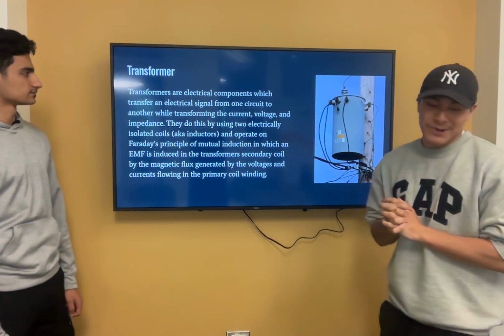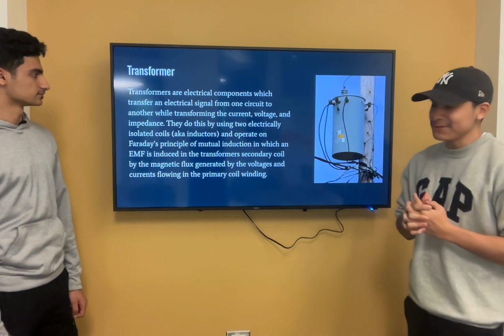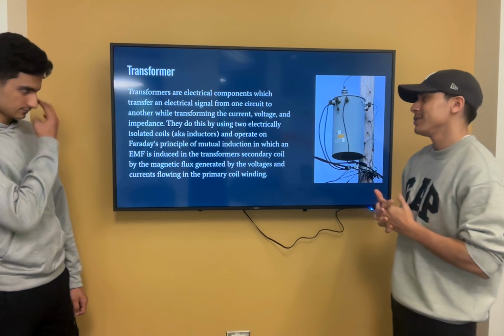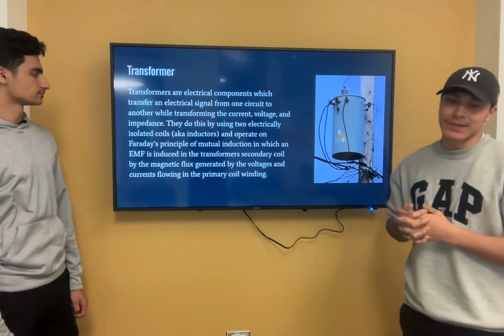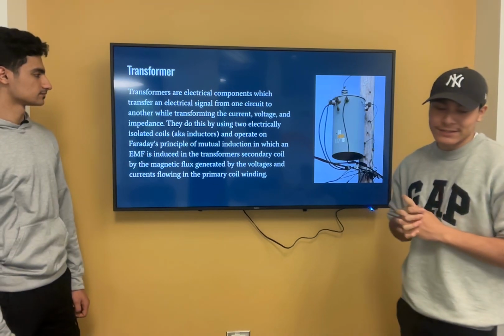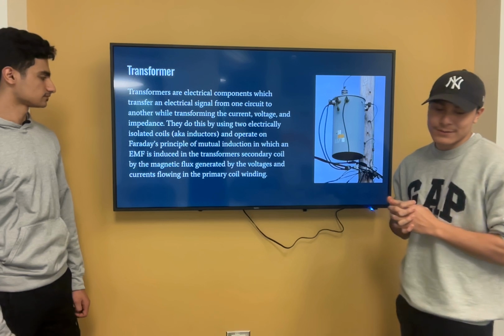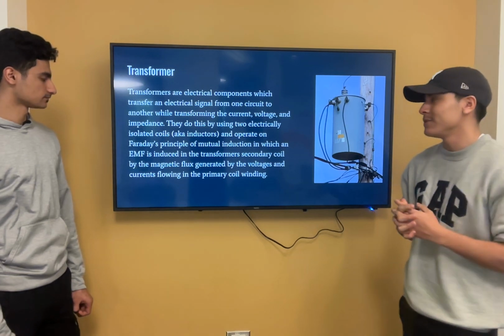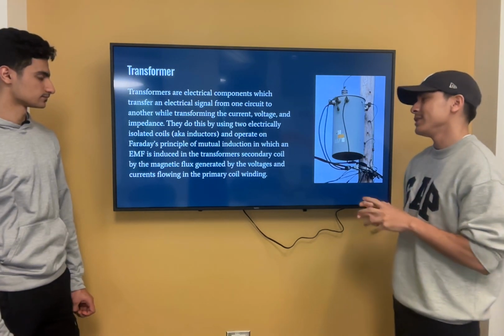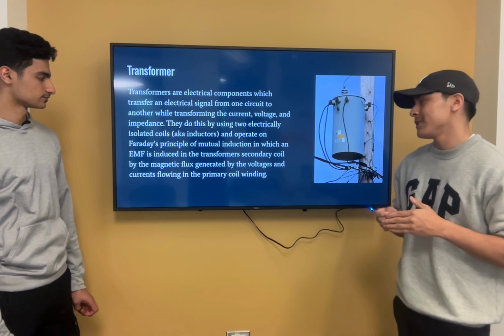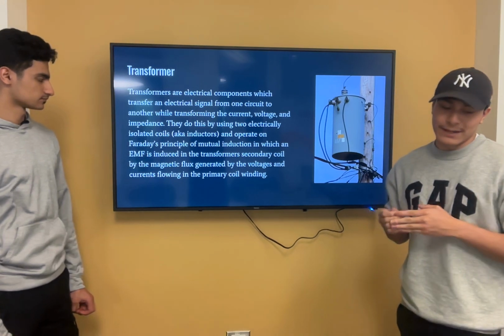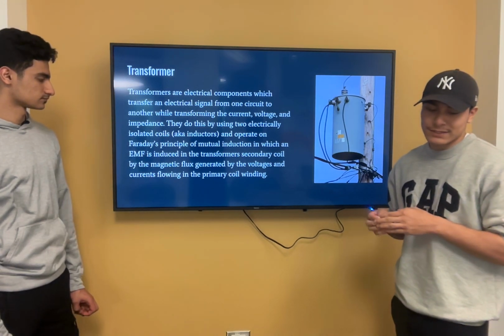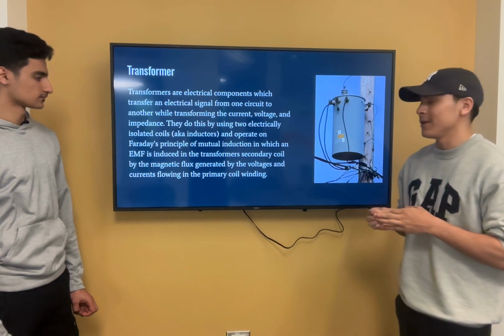Transformers are electrical components which transfer an electrical signal from one circuit to another while transforming the current, voltage, and impedance. They do this by using two electrically isolated coils and operate on Faraday's principle of mutual induction, in which an EMF is induced in the transformer's secondary coil by the magnetic flux generated by the voltages and currents flowing in the primary coil winding.